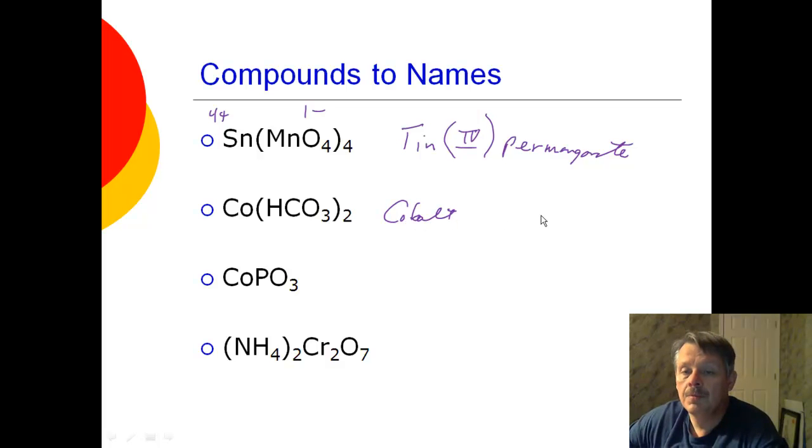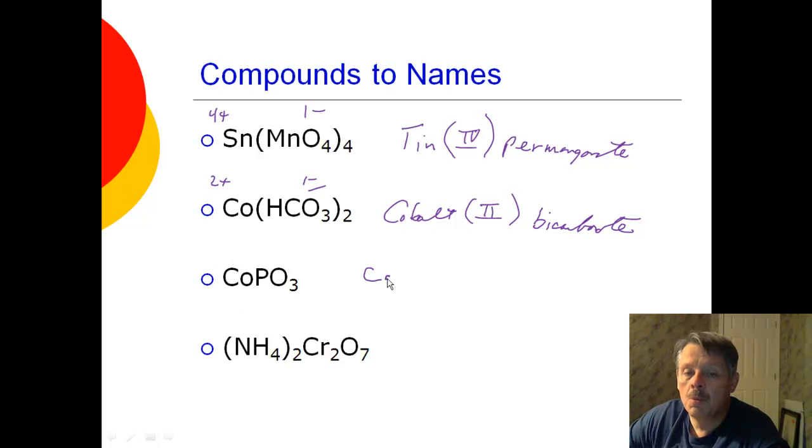Cobalt, and the HCO3, you have to look up HCO3, and it's bicarbonate. And do I have to put something inside parentheses? I do for cobalt. So I have a 2 plus and a 1 minus. Does bicarbonate take on a 1 minus? It certainly does. So cobalt is a 2 plus. How about your next one?